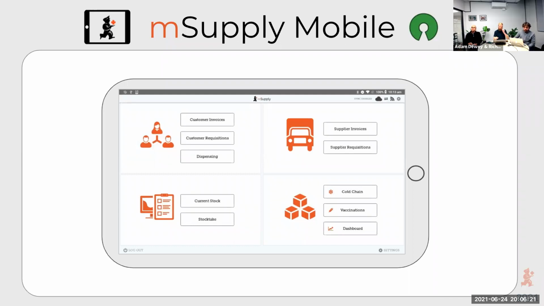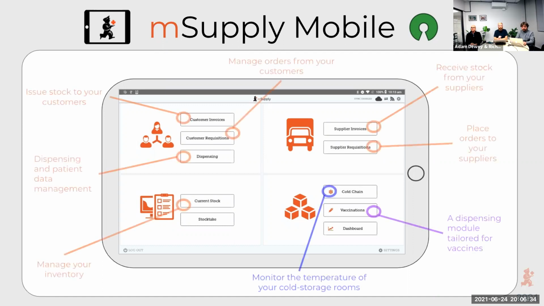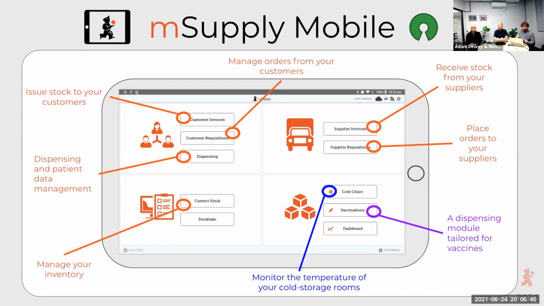Again, on the mobile side of things, there's a lot of features which are related to LMIS, and not all of them will be relevant to the COVID. But in the bottom right-hand corner, the blue and the purple highlights show things which are related to the COVID vaccination rollout. And that would be cold chain and the vaccination module.